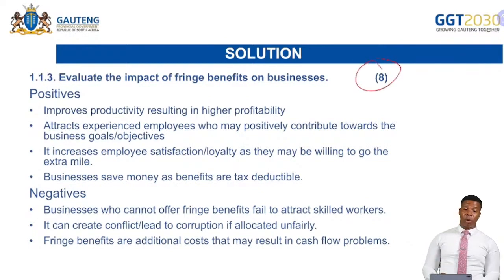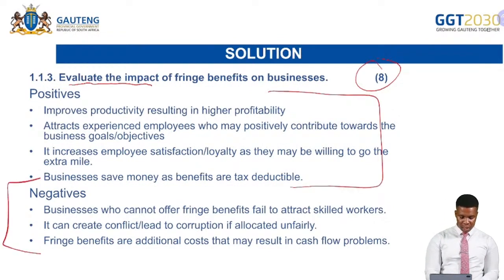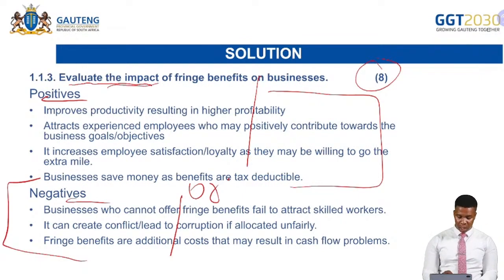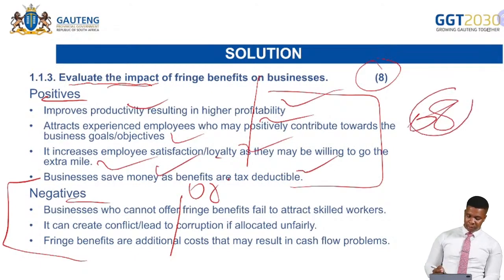And with the question, it guides us to say evaluate the impact. Remember, when it says evaluate the impact, we're looking into both positives and negatives. Both what? Positives and what? Negatives. So you're allowed to provide positives only or negatives only, or you're allowed to provide both combined. 2 positives, 2 negatives, 3 positives, 1 negative, you're allowed, as long as the question says evaluate the impact. So 2 marks for that, 2 marks for that, 2 marks for that, and 2 marks for everything until we get to 8.